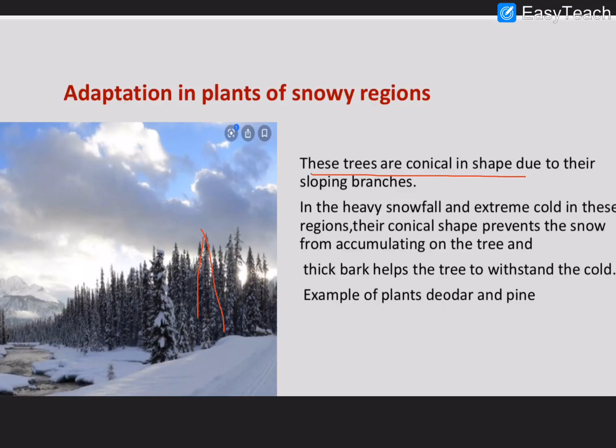You can see this shape is due to sloping branches. Sloping branches mean that in heavy snowfall and extreme cold, this conical shape prevents the snow from accumulating on the tree. So the snow which falls on this tree needs to fall down to the ground easily. For that these plants have this kind of shape, so that the snow slides easily from the tree to the ground. Thick barks help the tree to withstand the cold. The snowy region plants usually have a thick bark. Bark means the stem will be very thick, in order to withstand the cold in that region.